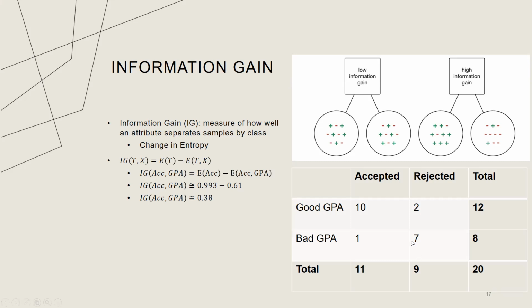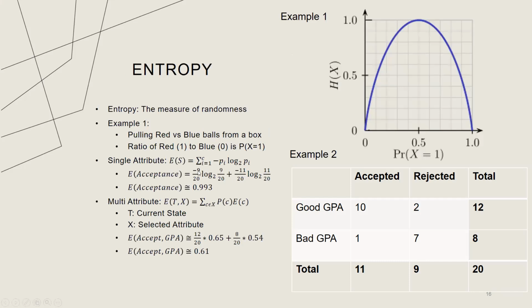So is X always like a classifier? Yeah, I think I have it here. So T, the current state, just think of that as the class, the prediction. And then X is the attribute that we're looking at currently. So for this example, our selected attribute that we are taking the entropy with respect to is GPA, whereas the state or class is always going to be accepted or rejected.